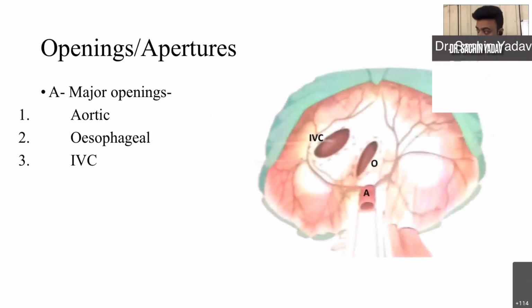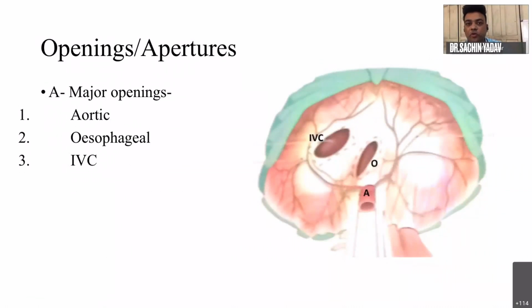Now we'll see the major openings and the minor openings of the diaphragm. The major openings are the aortic, esophageal, and the opening for the inferior vena cava. You can see the inferior vena cava at this position, the highest position, at the level of the eighth thoracic vertebra. It transmits the inferior vena cava from the abdomen to the thoracic cavity, and it drains blood into the right atrium.